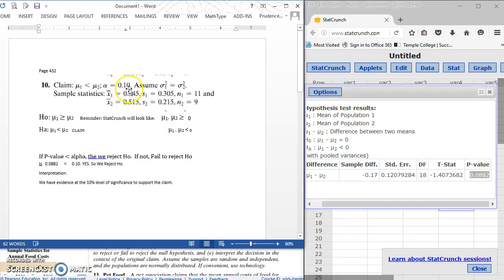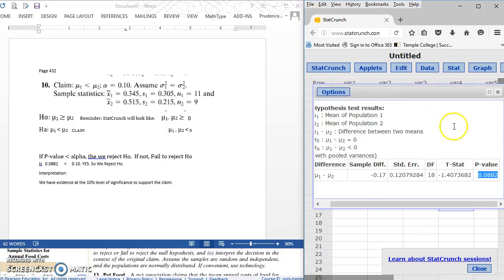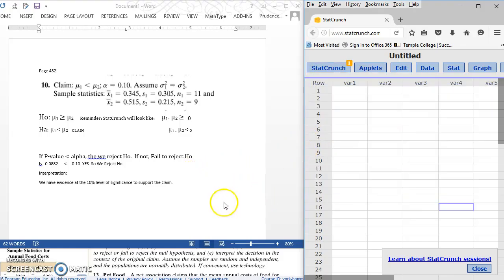Again, alpha was 0.10, which translates to a 10% level of significance. And that was done by running a 2-sample t-test. Now we're going to do number 11. It's at the bottom of this page, and I'm going to get it set up for us and come right back to it.